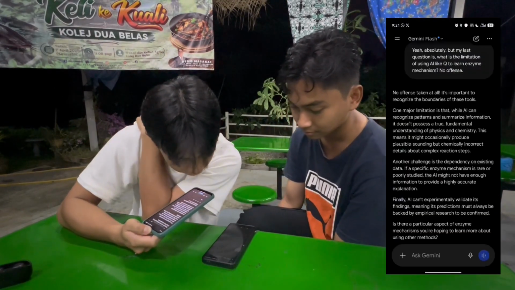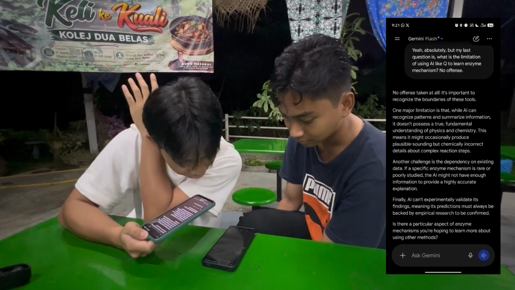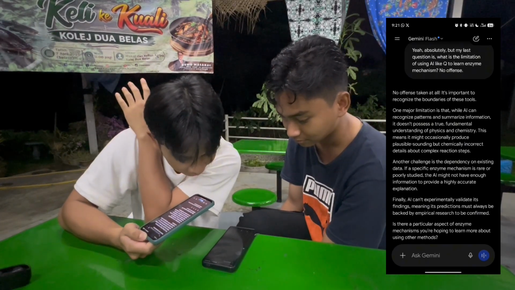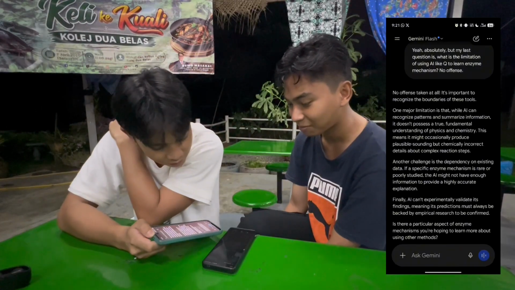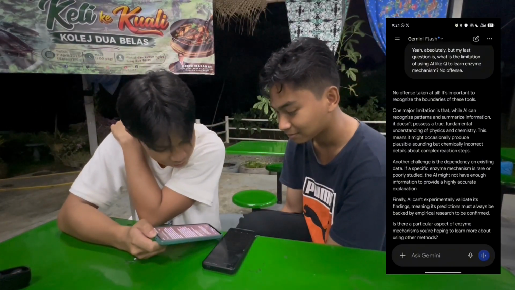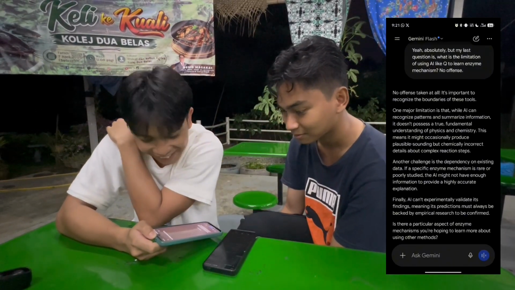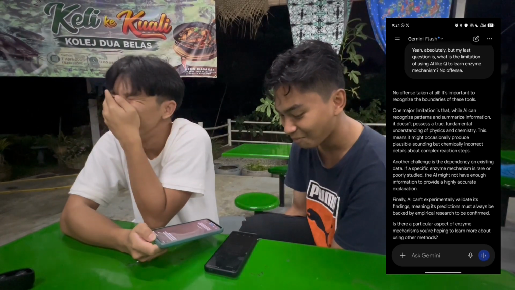Yeah, absolutely. But my last question is, what is a limitation of using AI like you to learn enzyme mechanism? No offense. No offense taken at all. It's important to recognize the boundaries of these tools.